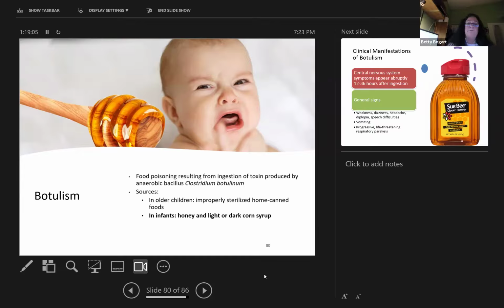Okay, botulism. Botulism, I've seen when I came to Florida and had a culture shock and found out that the Hispanic population, grandmas, like to give honey or carrot syrup to a baby who's constipated. They felt that it helps them move their bowels. This is something I found. Well, it can cause botulism.